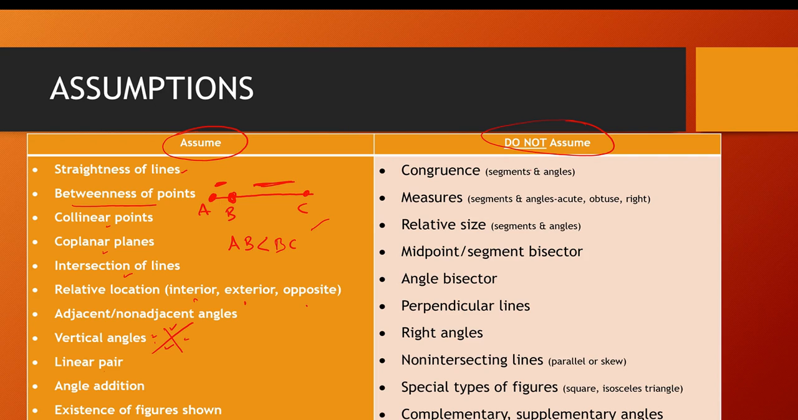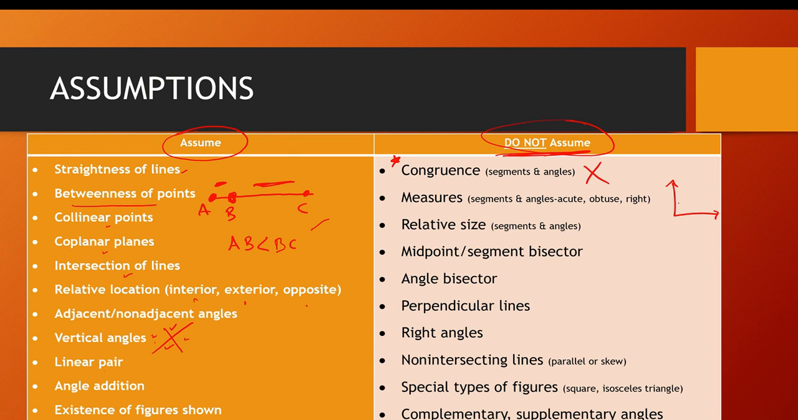The things that we cannot assume is if something looks the same, we cannot say they are the same. Same with measures. We can't say something is acute, right, or obtuse. For an angle, the only time we can say that it's a right angle is if I told you that it's a right angle. Otherwise, we cannot say that.